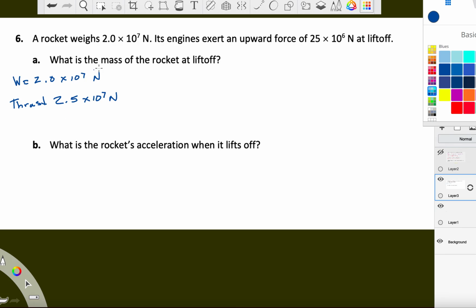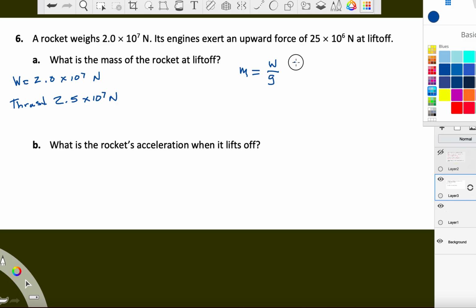And the first thing we want to do is find the mass of the rocket. So what we do is we take the mass, which is going to be equal to the weight, and I'm just going to call it the weight, divided by gravity.